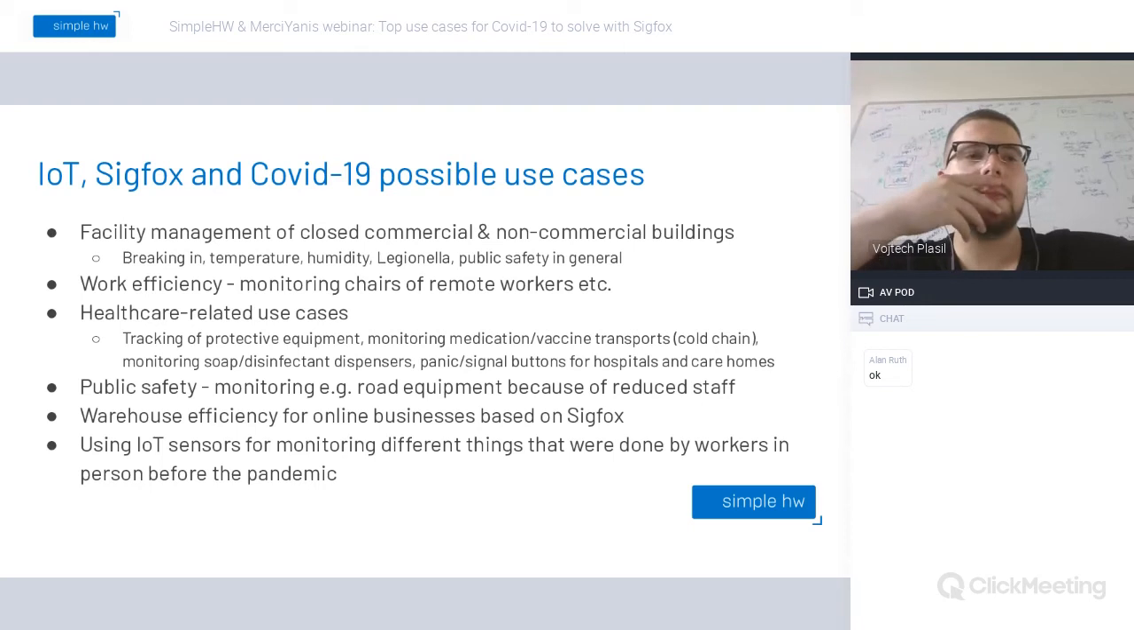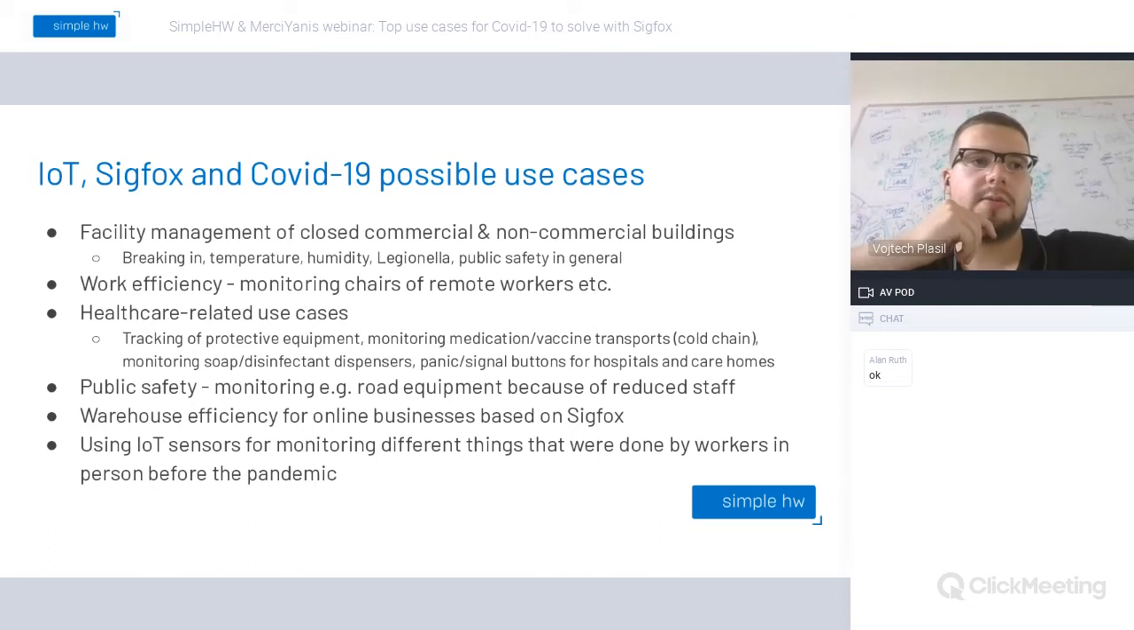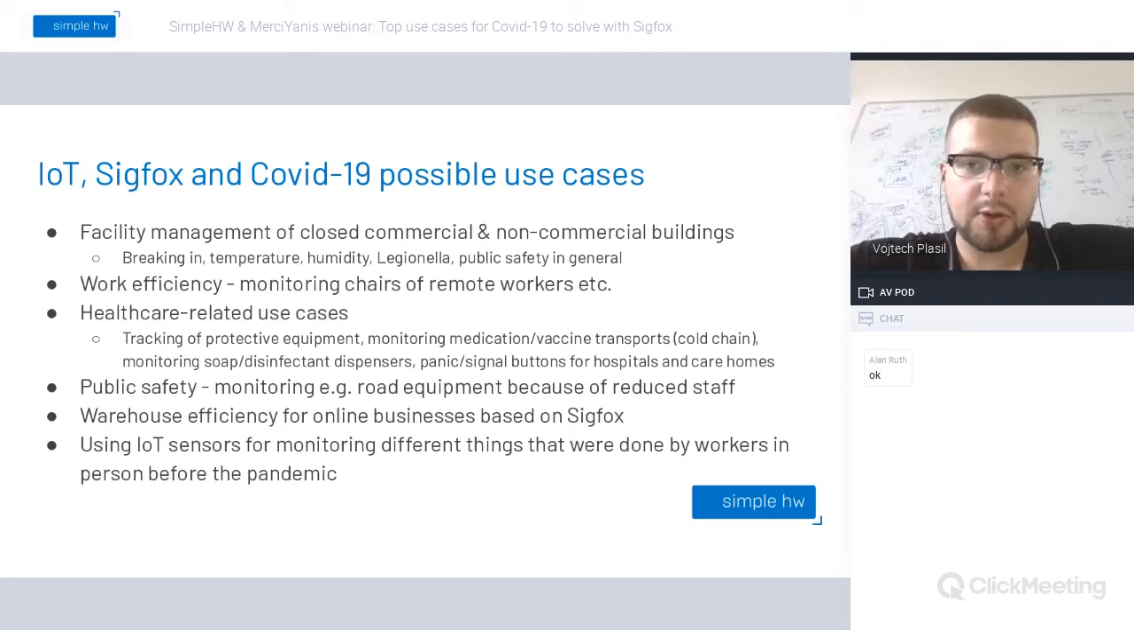The next major point we want to address is work efficiency, which in concrete use cases can be talked about as monitoring the chairs of remote workers to know that they are working when they are supposed to be working. Monitoring of various meeting rooms in order to know how many people are using the meeting rooms, monitoring of chairs of office buildings, because people are normally working from offices. They're back to the normal work cycle in most cases. So you know how many workers are present at your company at any given time, stuff like this.